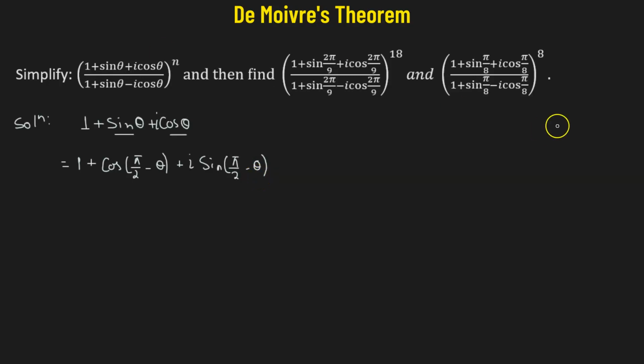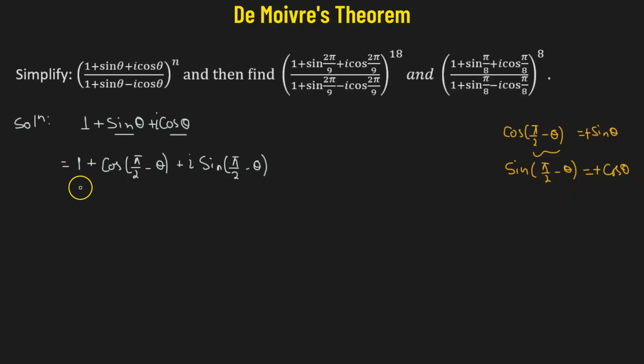Now we know that cosine of pi over 2 minus theta, since we have an odd multiple of pi over 2, the cosine will become sine theta. And pi over 2 minus theta is in the first quadrant where all the trigonometric functions are positive, so it will be positive sine theta. Similarly, for sine of pi over 2 minus theta, since we have an odd multiple of pi over 2, the sine will become cosine theta, and this is also positive because we are still in the first quadrant.